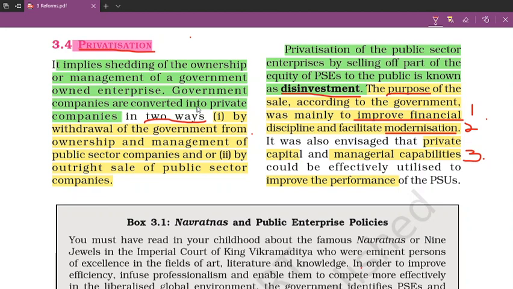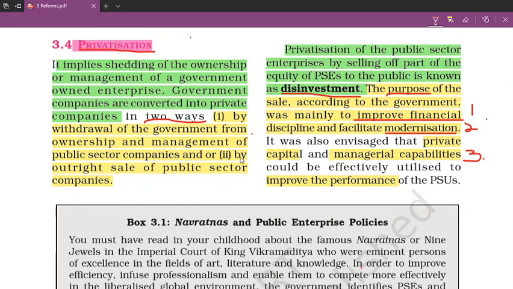How to go about that? There are two ways. One, by withdrawal of government from ownership and management of public sector companies. Withdrawal of control, withdrawal from day-to-day affairs, giving way to the private sector to own. That means they sell the stake, sell the shares for the private sector to claim a majority and run the business. And by doing so, the government can get out of that field of production.